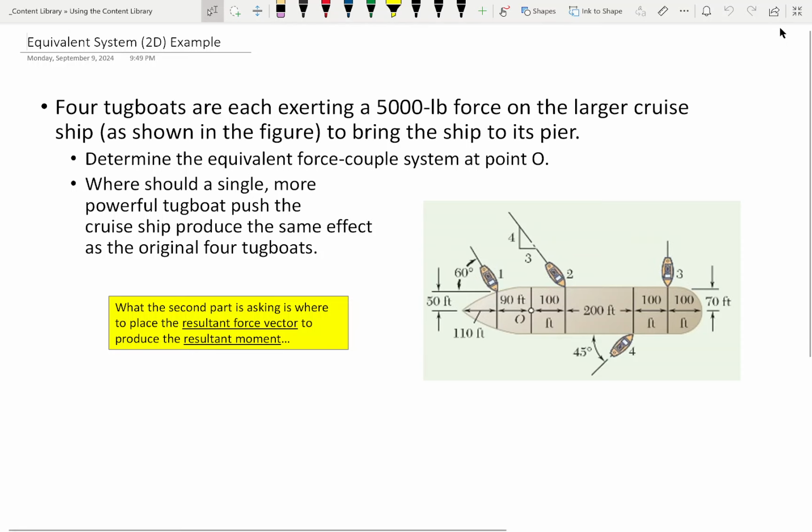So I have 4 tugboats, and they're exerting pressure on this barge, this cruise ship, okay? And the idea is that these 4 boats are trying to bring the ship to the pier, like bring it to dock, okay? So what I want to do is determine an equivalent force system, but also, if I wanted to replace these 4 boats with 1 boat, where should that boat be in order to generate the same forces and the same moments as all 4, okay?